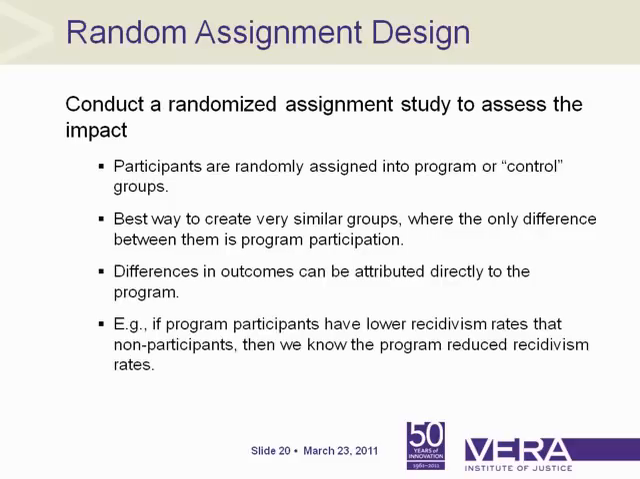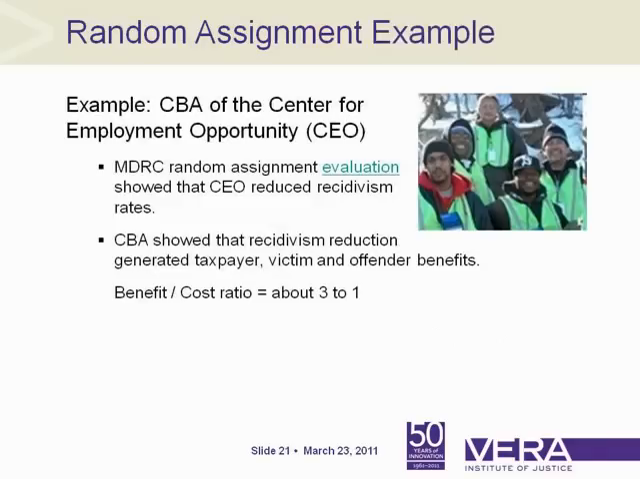So just to give you an example of that very quickly, MDRC, a research institution in New York City, recently did an evaluation of the Center for Employment Opportunities, which is the nation's largest transitional job program for formerly incarcerated people. MDRC randomly assigned parolees into the program and into the control group. Then it compared recidivism rates between people in the program and people in the control group and found that people in the program group had significantly lower recidivism rates. And then based on that, they estimated the dollar value of that recidivism reduction, compared that to the program cost, and determined that the benefit-cost ratio was about 3-to-1.